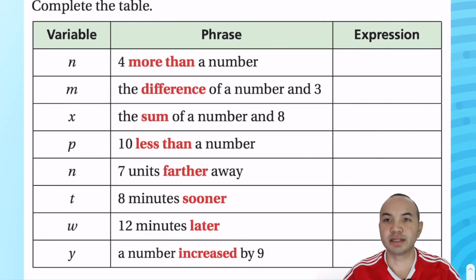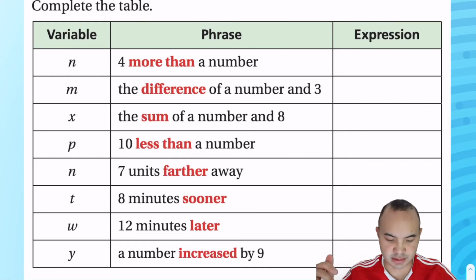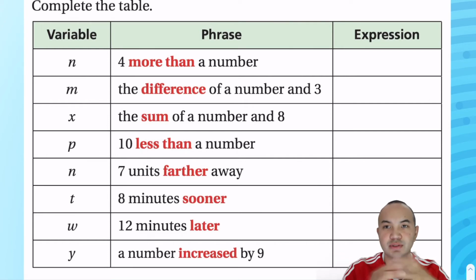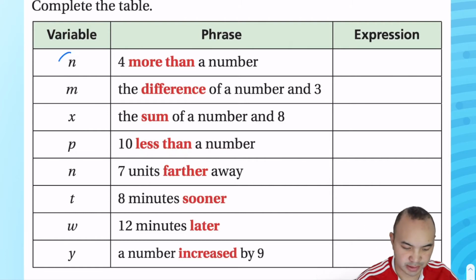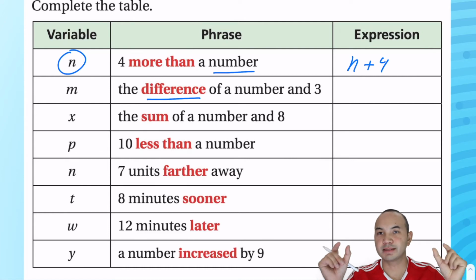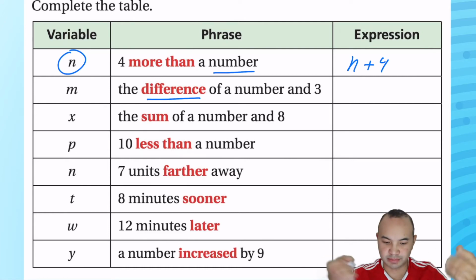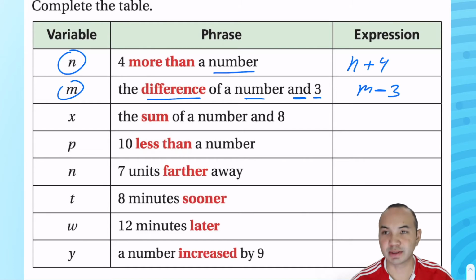These are the words that you're going to reference back to if you're not sure how to translate these sentences into expressions. So in this case, "more than a number," a number is going to be the variable, so that's there, right? For more than that, you take the number n, and "more than" means plus 4. Okay, the difference of a number and 3, so difference, that's a special word, that's the answer to a subtraction problem. So a number and 3, and "and" is where this minus sign is going to go. The number is m, so I'm going to go m, and then 3 is right there.